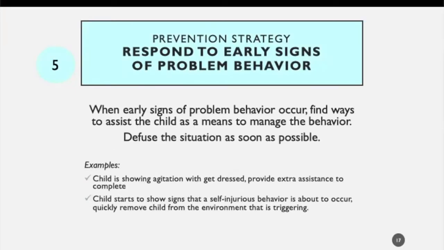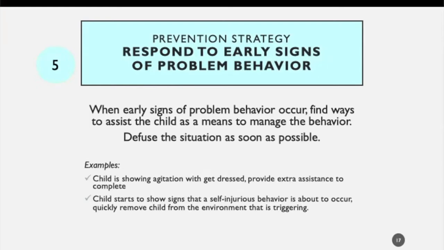The fifth prevention strategy is responding to early signs of problem behavior. As parents, we know some of the signs that a behavior is about to occur. So simply by addressing it in the early stages, we can prevent it from escalating, right? We just diffuse the situation as soon as possible.